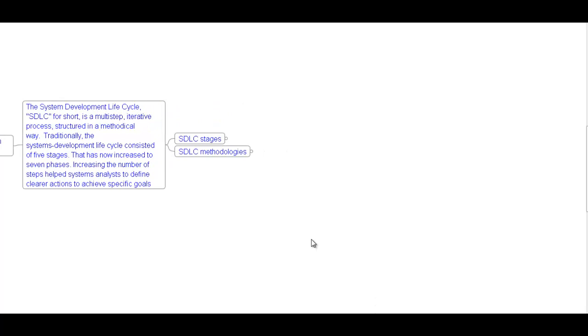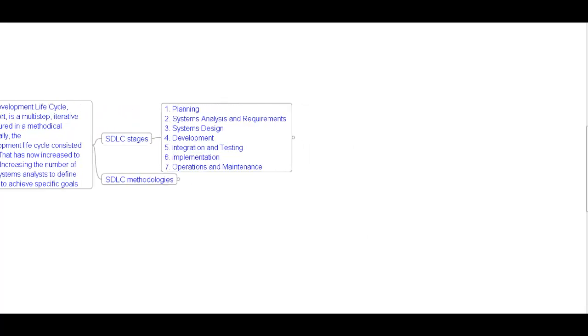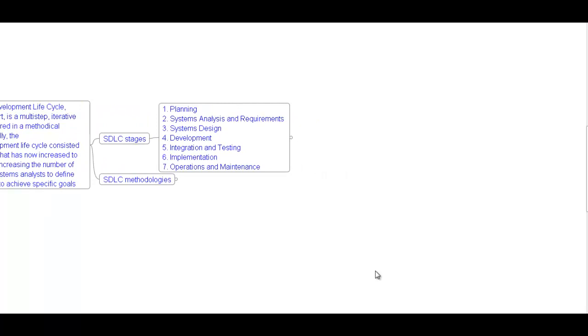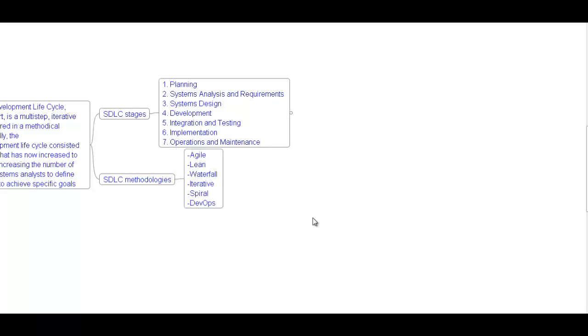Let's see SDLC stages and SDLC methodologies. System development lifecycle has 7 stages: planning, system analysis and requirement, system design, development, integration and testing, implementation, operation and maintenance. And for methodologies, we use Agile, Lean, Waterfall, Iterative, Spiral and DevOps.